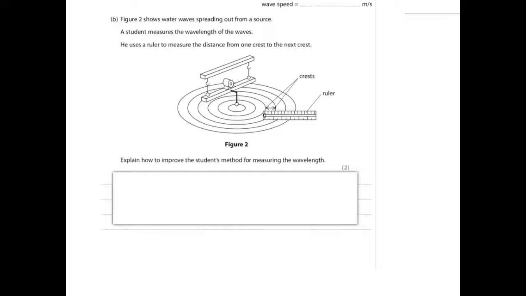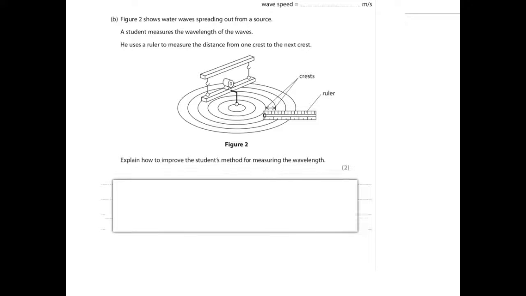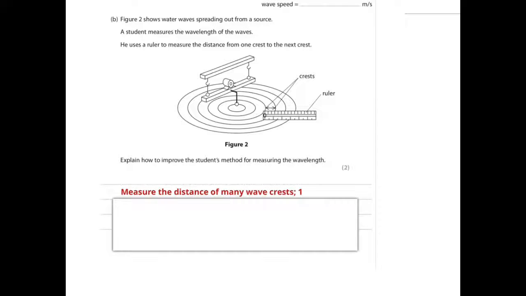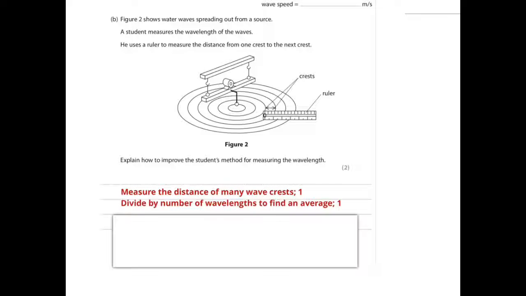Explain how to improve the student's method for measuring the wave. Rather than trying to measure one, why don't you measure a series of waves and then divide by the number of waves to work out an average wavelength. So measure the distance of many wave crests, divide by the number of wavelengths to find an average. So for example, you can measure this distance here and divide by 3 because you've got 3 wavelengths.